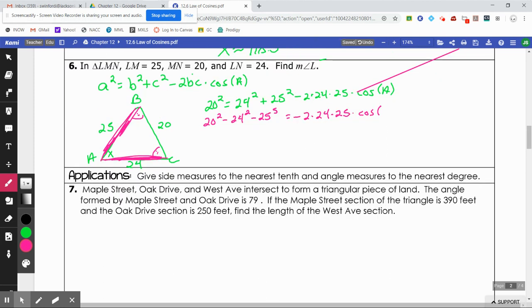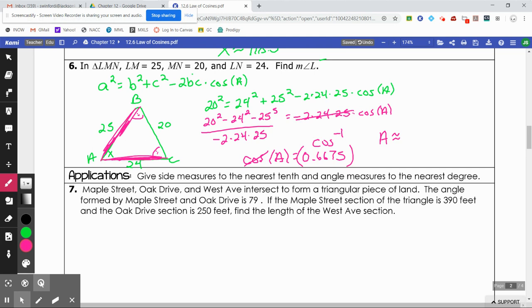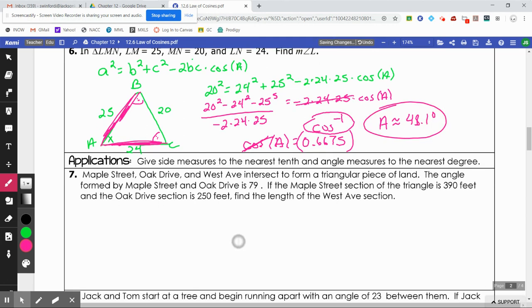My computer is going haywire. There we go. Since it's being multiplied, we will divide by negative 2 times 24 times 25, and that leaves me with the cosine of A on the right side is equal to, I forgot to unpause there, but it gave me the cosine of A was 0.6675. To undo the cosine, we're going to do the inverse cosine of 0.6675, and that gives me about 48.1 degrees.